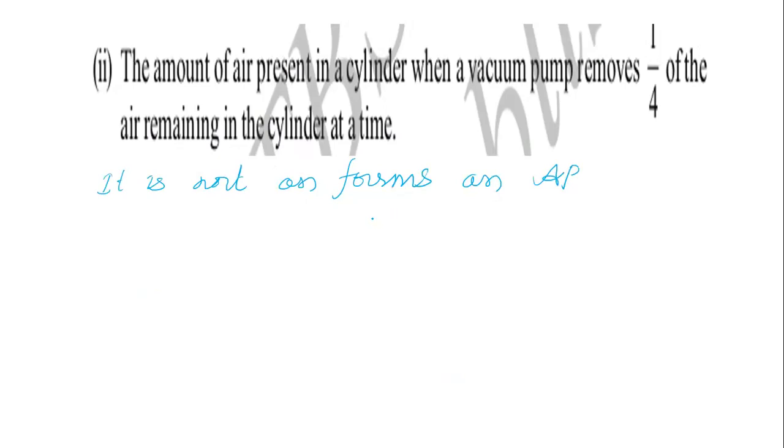It does not form an arithmetic progression, because see here, we know that the volumes are V, 3/4 into V, (3/4) whole square into V, and so on. The common difference is not the same in all cases. Therefore, it does not form an AP. Okay.